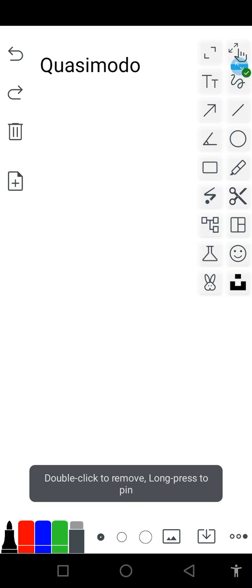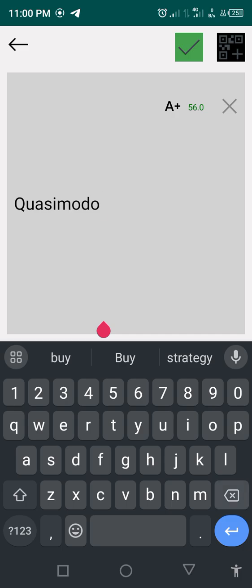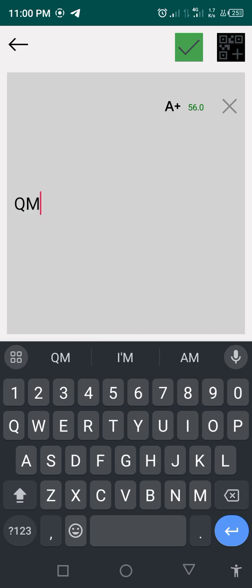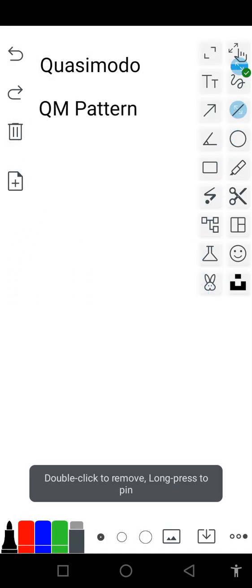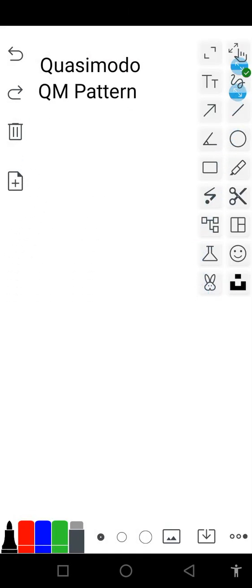So a Quasimodo is a chart pattern. Quasimodo or QM pattern. A Quasimodo literally consists of a left shoulder and a right shoulder. It comes from this Disney fictional cartoon, whereby the idea is that, let's say the market is moving in an upward direction.